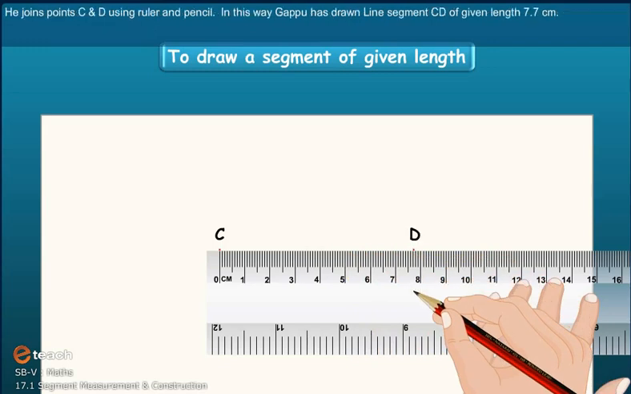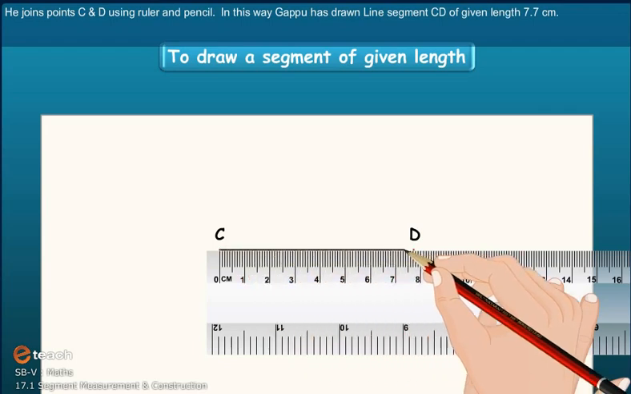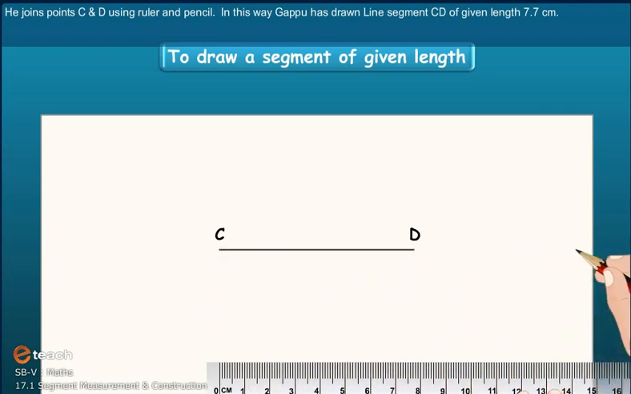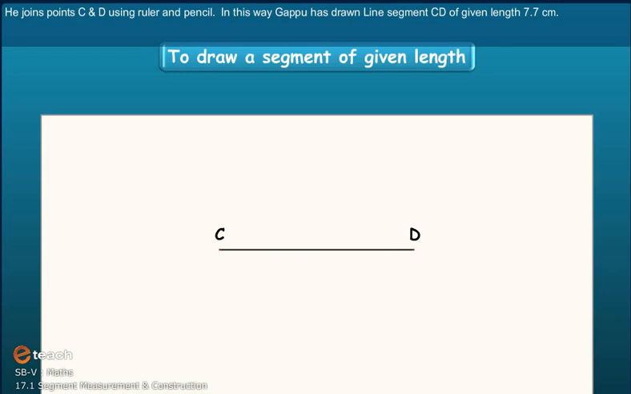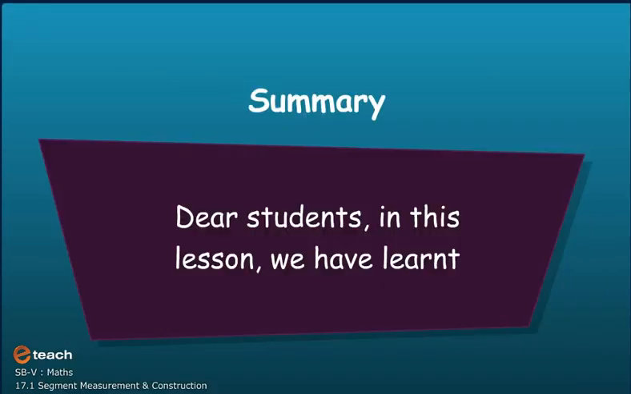D. He joins points C and D using ruler and pencil. In this way, Gappu has drawn line segment CD of given length 7.7 cm.